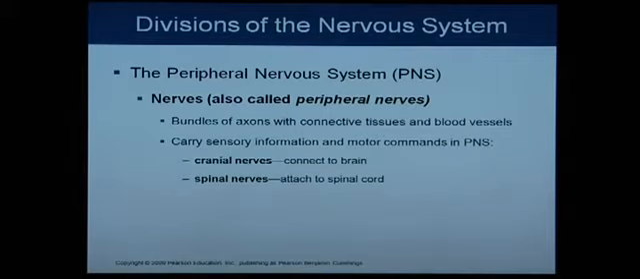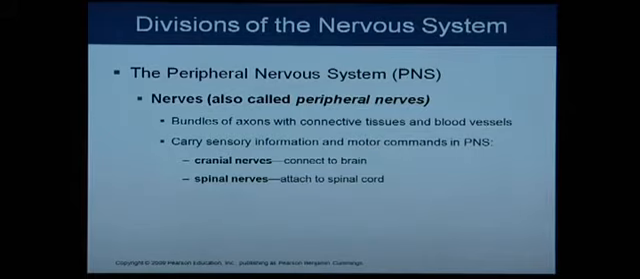The peripheral nervous system is mainly made up of nerves, called peripheral nerves. Nerves are bundles of what are called axons. And we did look quickly at the axon at the beginning when we looked at that neuron. So nerves are made up of bundles of axons with connective tissues and blood vessels. Okay, and we're going to take a close-up of this as well. And their job, again, is to carry information and motor commands in the peripheral nervous system. And remember, we're carrying information into the central nervous system and out of the central nervous system.